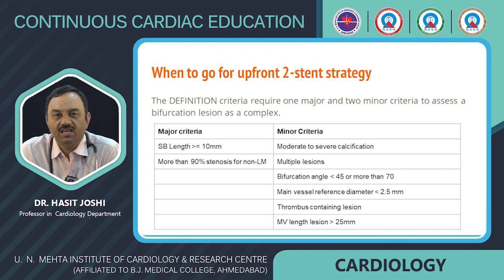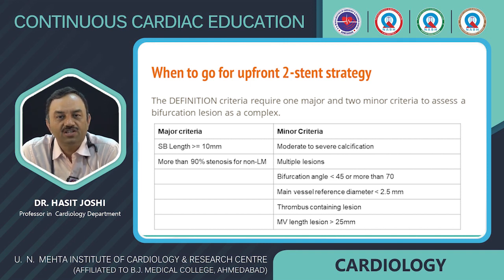Now, which are the cases where we should go for a two stent strategy upfront? So 80 to 90% of patients usually require a provisional approach only. Our intention should be to treat only the main branch, and the side branch only if necessary. When to go for an upfront two stent strategy?